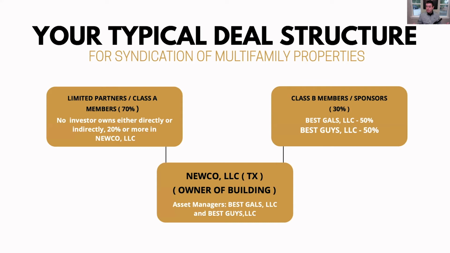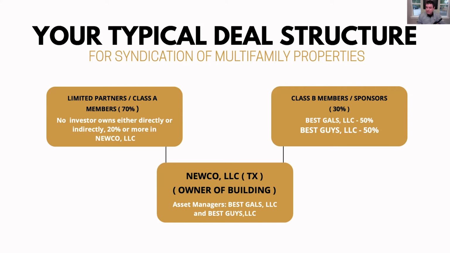This is the typical deal structure that many of you are accustomed to if you've invested in a syndication, where you'll have a new LLC created. There will be a split of ownership in that same LLC between passive investors and the operators, the sponsors, the syndicators. Those terms are often used interchangeably. Well, let's look at what the new structure will look like.